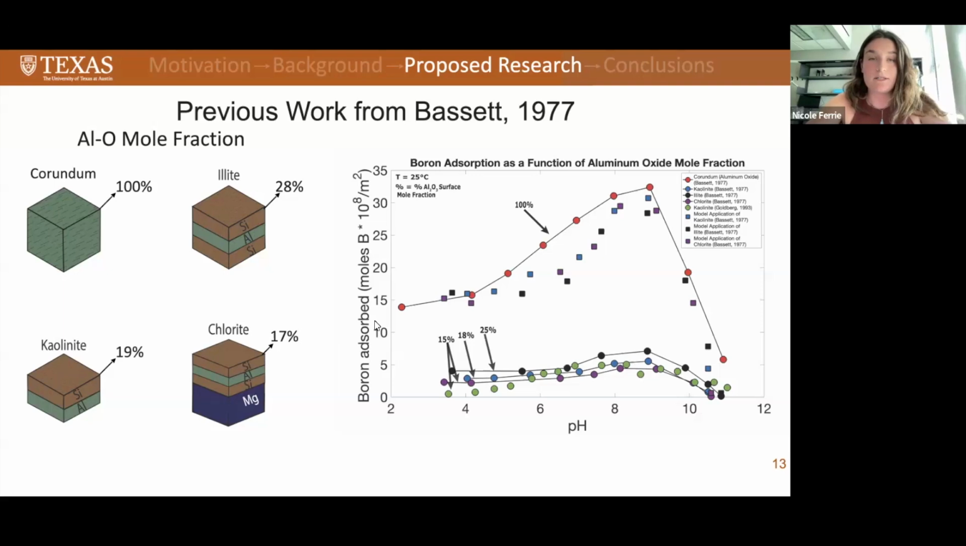So what we can do is we can do boron adsorption experiments where we see how much boron adsorbs to 100% aluminum oxide, and then actually scale down the amount of adsorption that we see on corundum by the percentage of aluminum oxide available on the surface for the different clays, for illite, kaolinite, and chlorite.